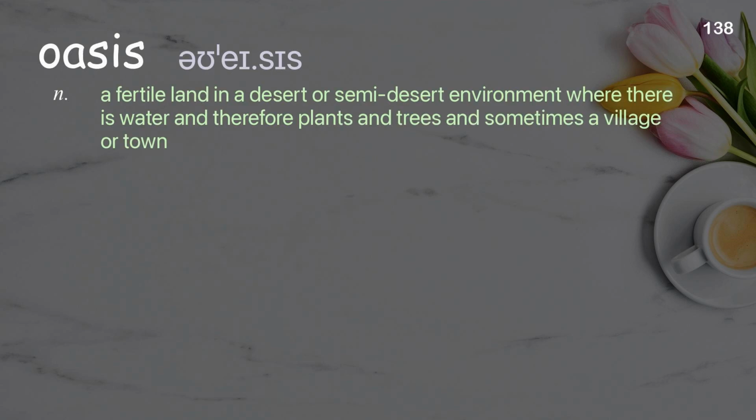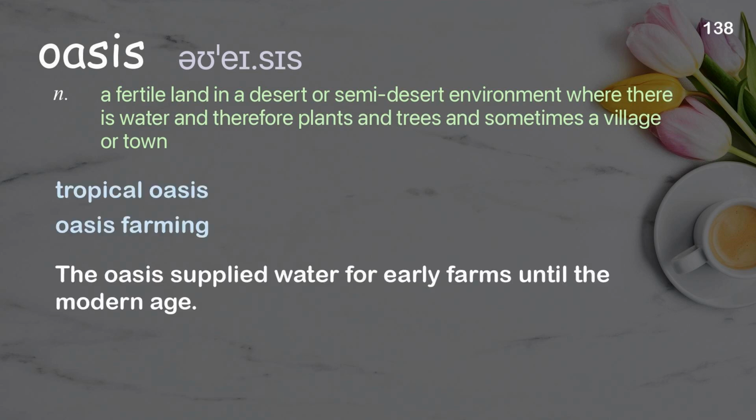Oasis. A fertile land in a desert or semi-desert environment where there is water and therefore plants and trees, and sometimes a village or town. Examples: Tropical oasis. Oasis farming. The oasis supplied water for early farms until the modern age.